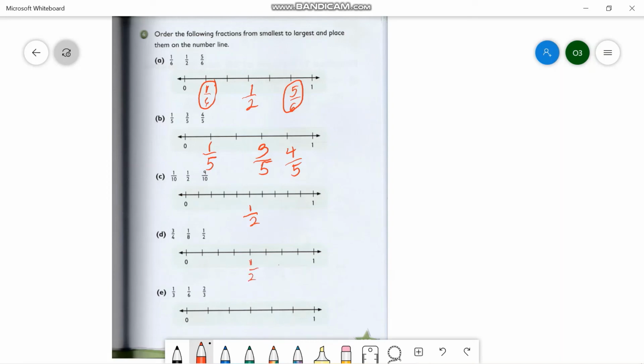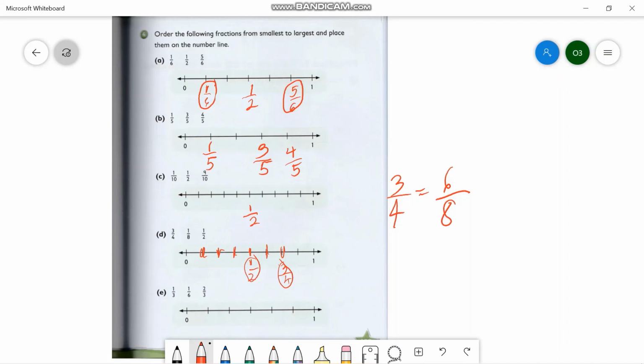Okay, now for letter D, we have to find 1/2 and 3/4. So again, half of 8 is 4. So this is 1, 2, 3, 4. So that is 1/2. Okay. Now what about 3/4? 3/4 is also equal to 6/8. So we have to find 6/8 here. Let's count 1, 2, 3, 4, 5, 6. So this is 3/4. And now you have to put 1/8 here. It's easy. Right.